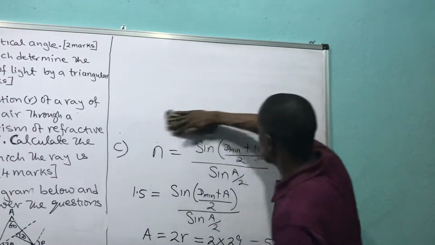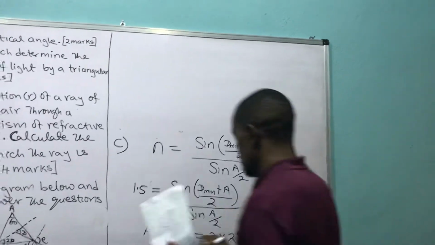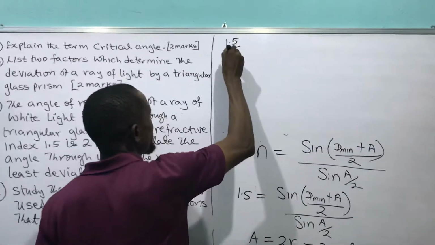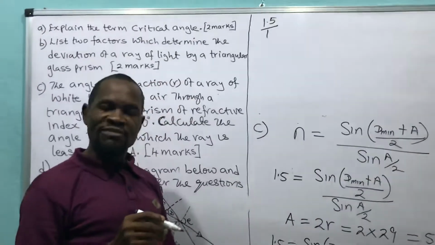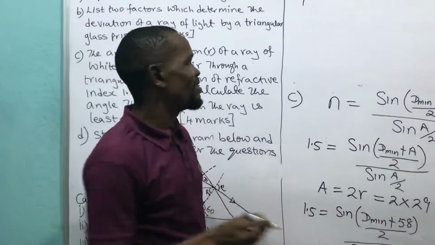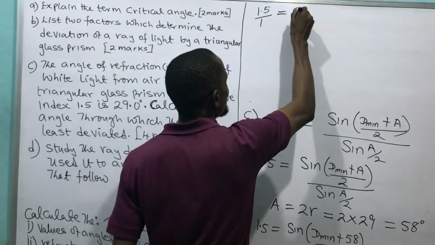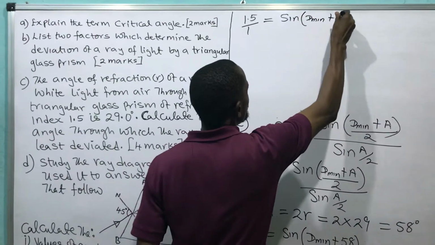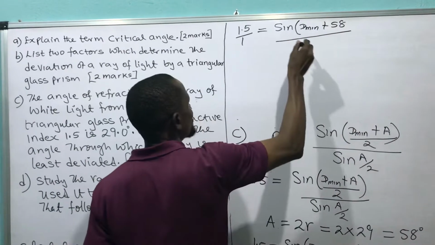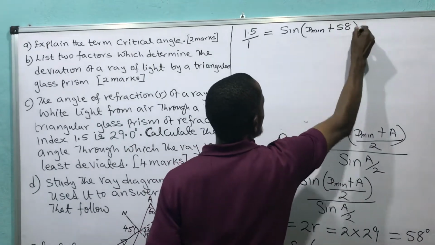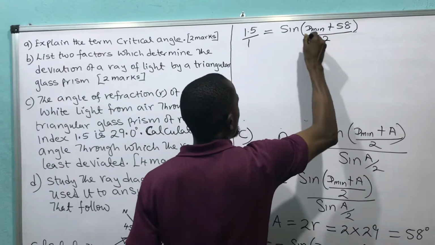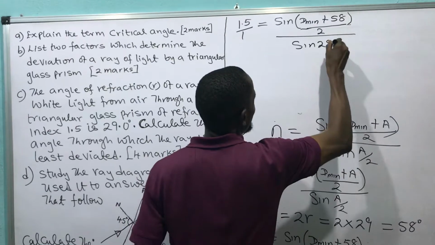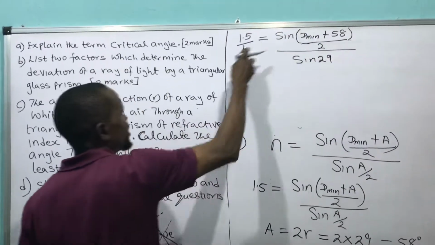So now, let's see exactly what we have. We have 1.5 over 1. You remember that anything I write is divided by 1 and the answer is that thing. So 1.5 over 1 is equals to sine of (dim plus 58) divided by 2, all over sine of 29. Right now I can do cross multiplication.